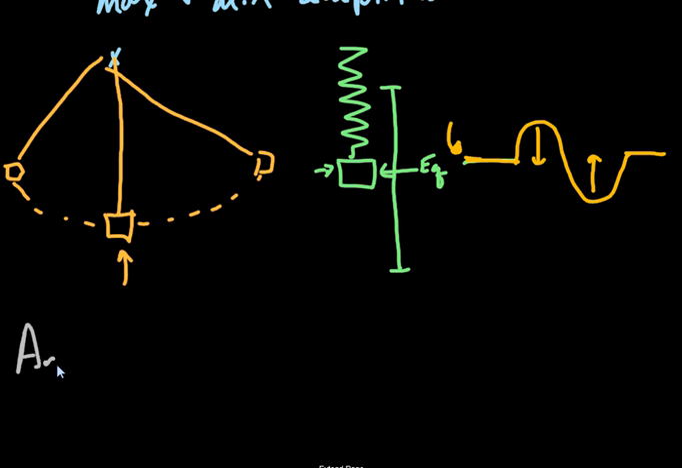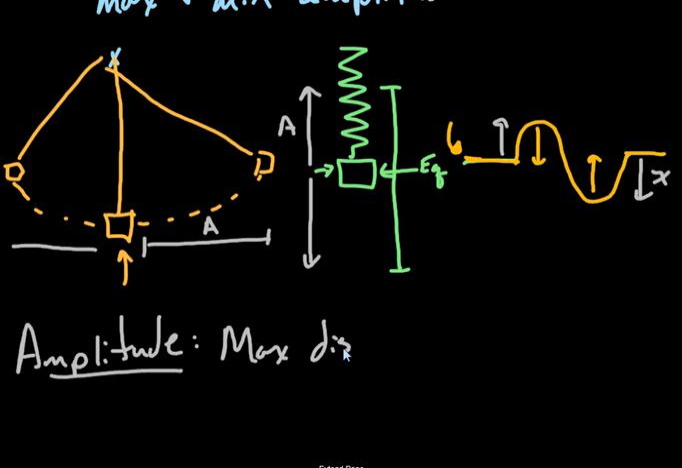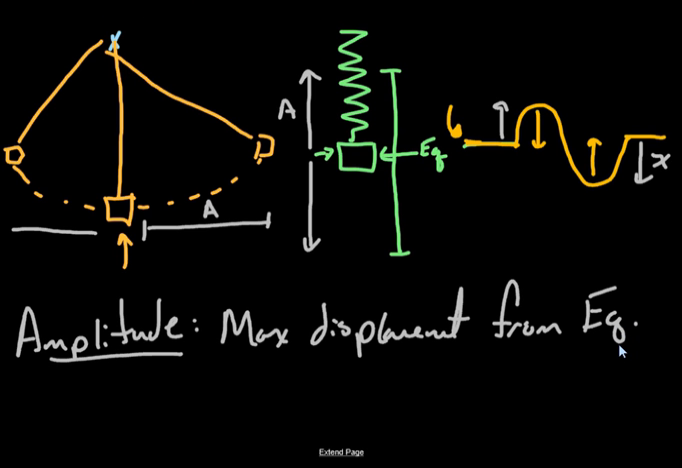Let's go over to amplitude. Amplitude is just the maximum measurement or displacement from equilibrium. So you have to be careful. Amplitude is not this whole thing. Amplitude is displacement from equilibrium. One way here is the amplitude, and one way here is the amplitude. So max displacement from the equilibrium position.